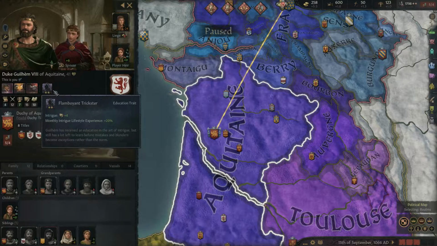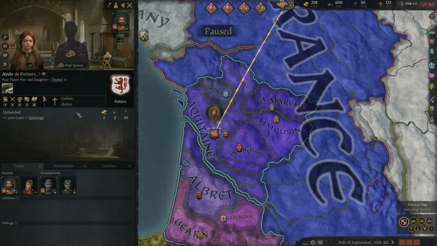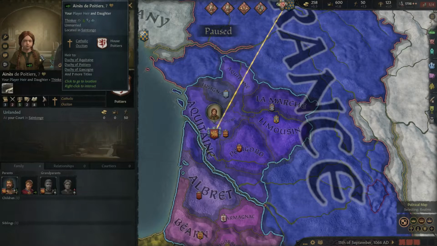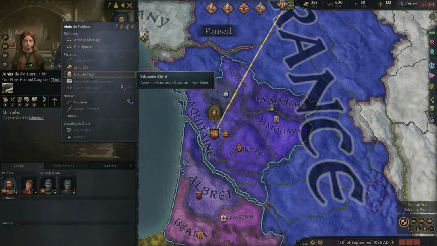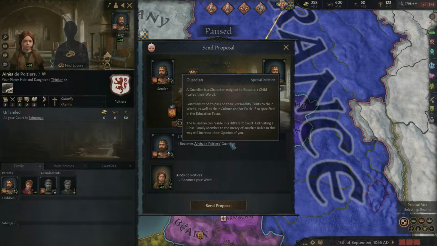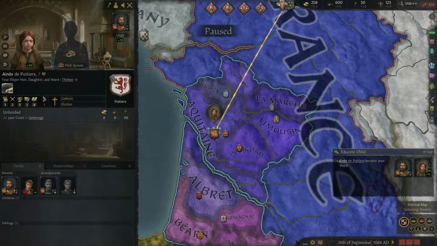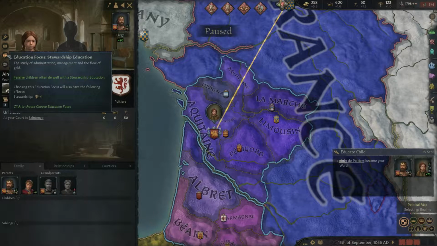Now, what is an education? Every person, when they reach the age of 16, will get an education. So my child does not yet have it. However, to get an education for children, we'd have to right-click on them, educate child, and you know what? I'll be their guardian. Now, guardian is the position of the educator, and the ward is the person who's being educated. As you can see here, they've got their own descriptions, and I will basically choose for them what type of education here in the education focus.